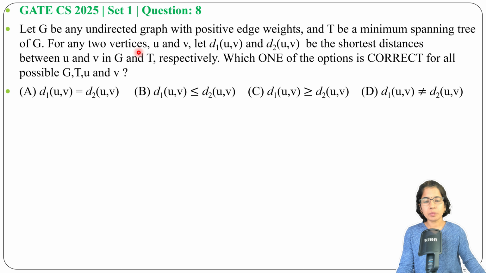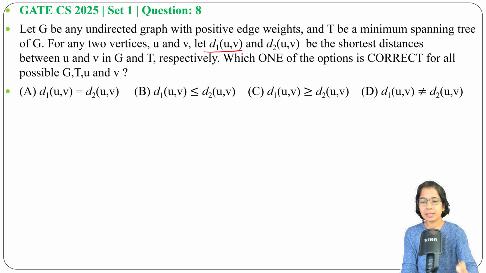For any two vertices U and V, let D1 UV and D2 UV be the shortest distance between U and V in G and T respectively. Which one of the options is correct for all possible G, T, U, V? Four options are given. We need to find the relation between D1 UV and D2 UV.